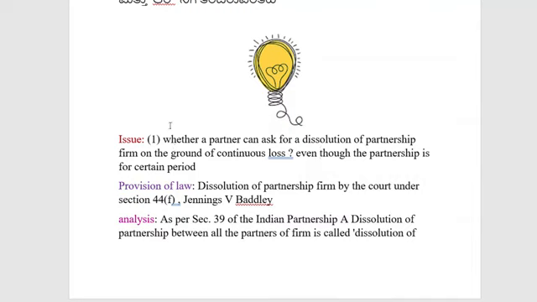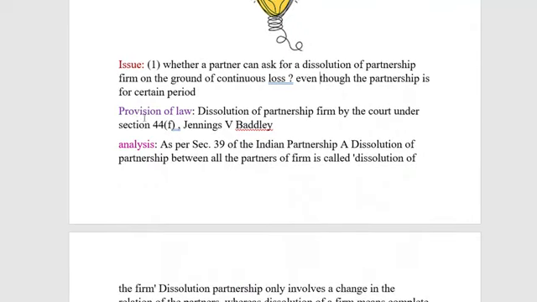Here that is the issue. So this aspect we have to discuss here. As you know, under the Indian Partnership Act, dissolution without the intervention of the court is from Section 40 to 43. Under Section 44, there are so many instances. So under Section 44(f), if there are continuous losses, any one of the partners can ask for the dissolution of the partnership firm.